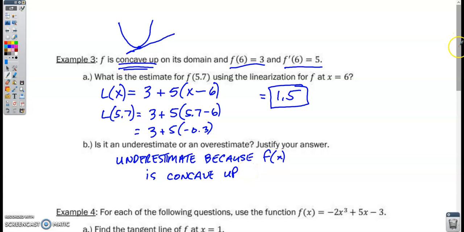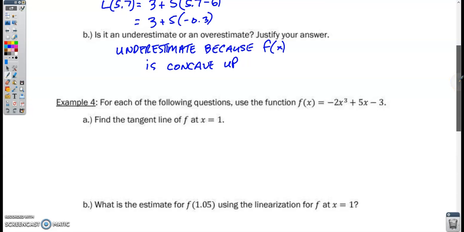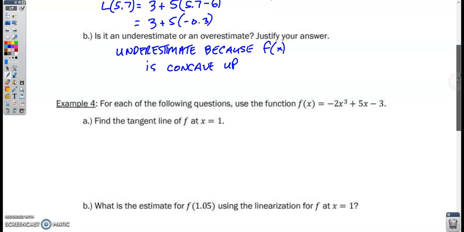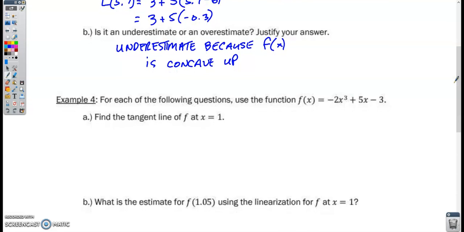Okay, example 4. Part A, for each of the following questions, use the function f of x equals negative 2x cubed plus 5x minus 3. First, find the tangent line of f at x equals 1. So we want to substitute 1 into this function to get the y-coordinate. We also want to find the slope at 1. So we substitute 1 in here. That's negative 2 times 1 plus 5 times 1 minus 3. And it looks like f of 1 is equal to 0.